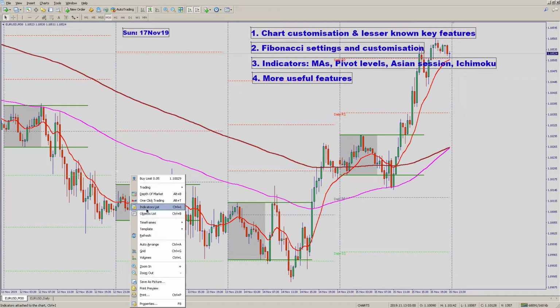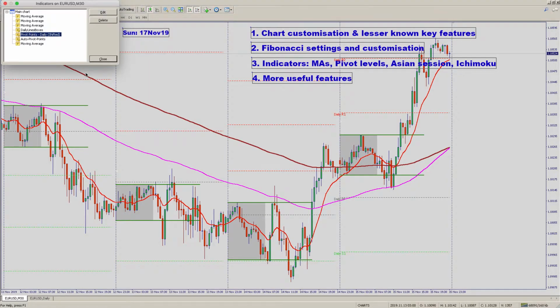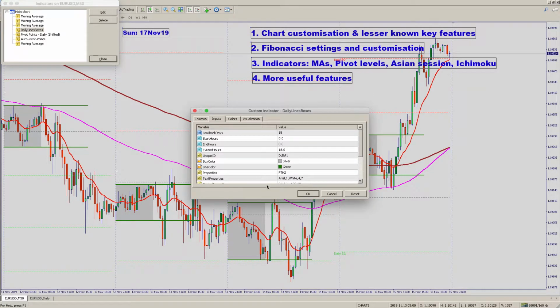And let's take a look at this indicator, which is the daily line boxes. Let's take a look at the settings here. I've changed the default settings to 15 look back days, so it will display the boxes for the past 15 days, start at 00 and end 8 hours after that, and the lines will be extended for 18 hours of the day.